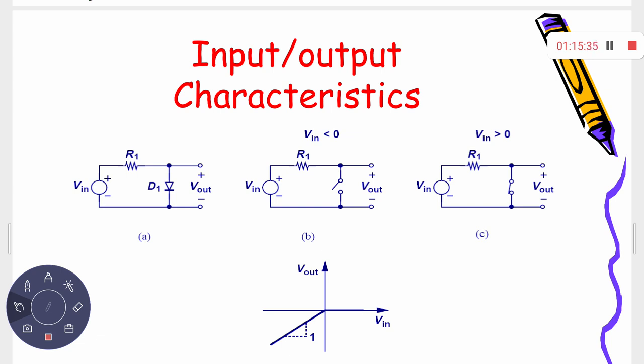For the AND gate, if you put it in series, you need two inputs. Yes, you require two inputs. Let me just complete this one, and then I'll come to that.